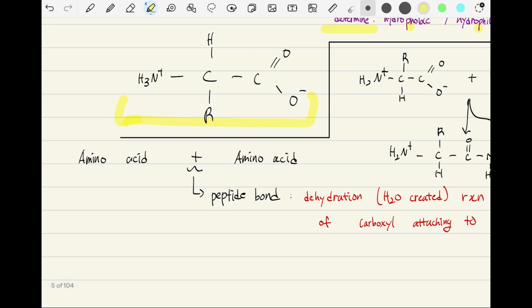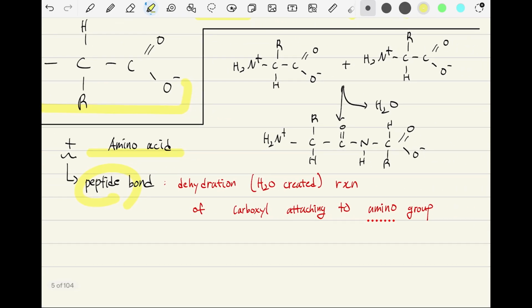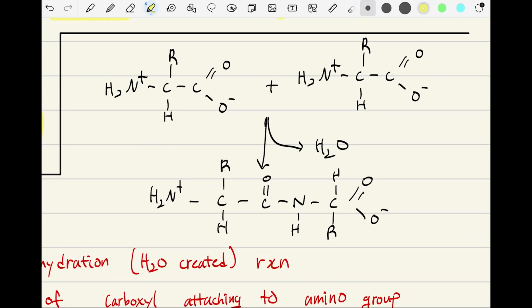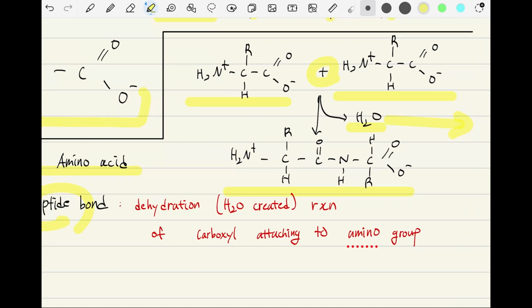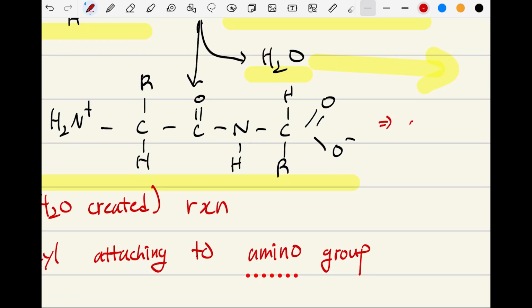When two amino acids bond together and form a protein, we call that a peptide bond. A peptide bond is formed by a dehydration reaction, which means that H2O is created and leaves the molecule. If you look at the picture over here, there are two amino acids, and when they come together, H2O goes away and the bond is formed. We call this a peptide bond, and this one over here is called a polypeptide.